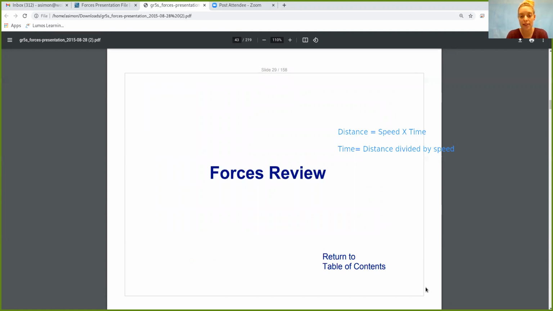All right, so that is it for today. Just a reminder, remember that speed is distance divided by time. And when we are calculating speed, we're using our unit. Our unit is distance per whatever our time unit is.